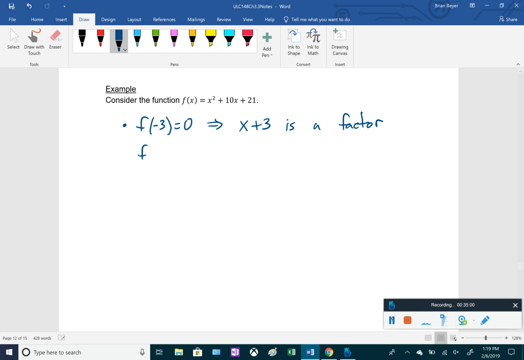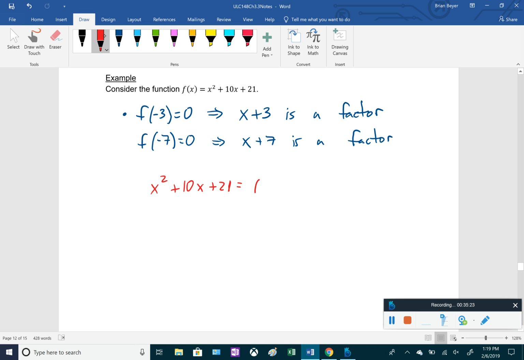I'll actually bring in the -7 also. If we evaluate f of -7, this also equals 0, which means x plus 7 is a factor. We know this is true because we know that x squared plus 10x plus 21 gets factored into x plus 3 times x plus 7.